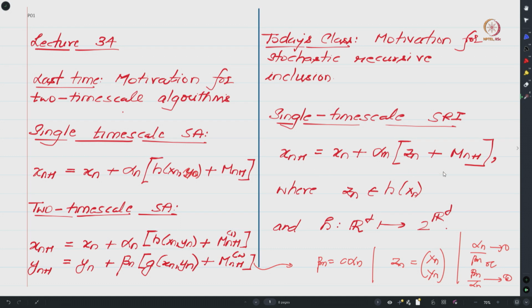So coming back to this update rule, here instead of having h of xn, which would have been a vector in a single time scale stochastic approximation, here little h of xn is actually a set valued map. So which means Zn is some d-dimensional vector in h of xn. Is this okay? So whenever you have such an update rule, we will refer to it as a single time scale stochastic recursive inclusion.